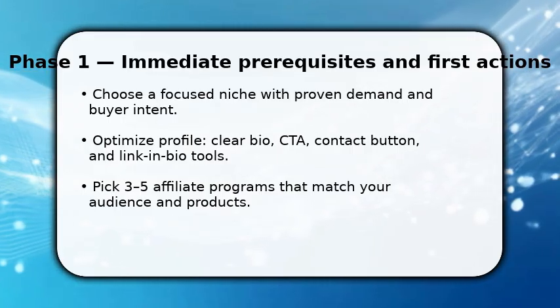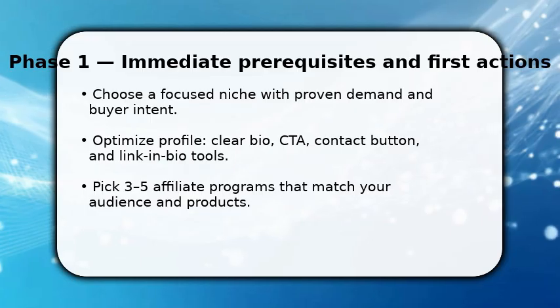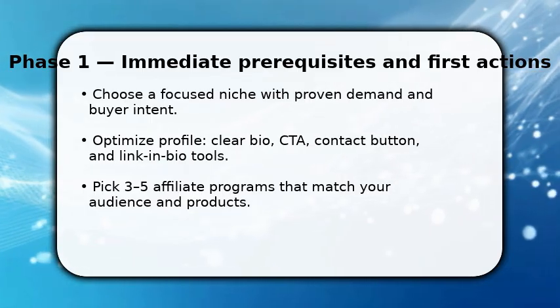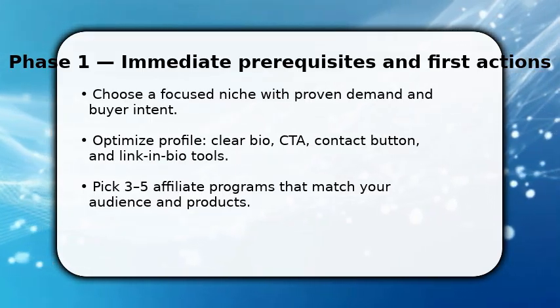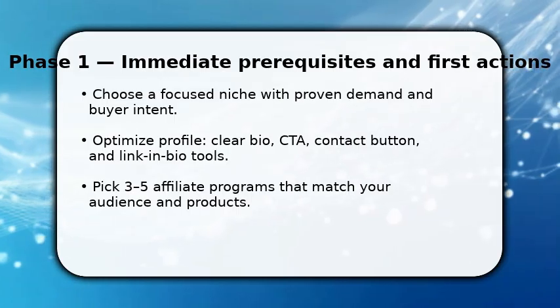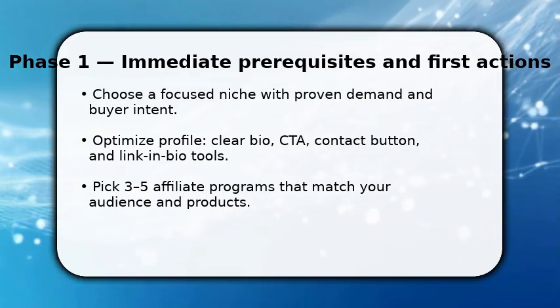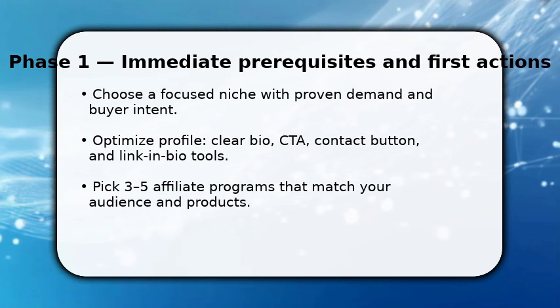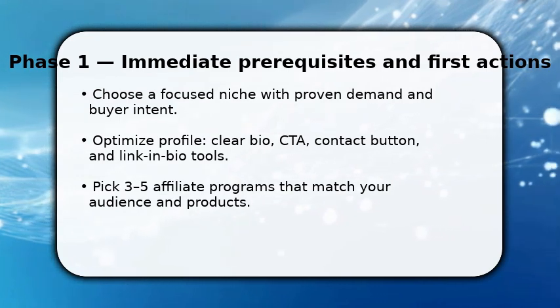Then apply to 3-5 affiliate programs that directly match your audience's needs and price tolerance. This reduces friction and increases trust. Make sure to set up tracking parameters and a simple spreadsheet to record offer ID, commission rates, and payment thresholds.